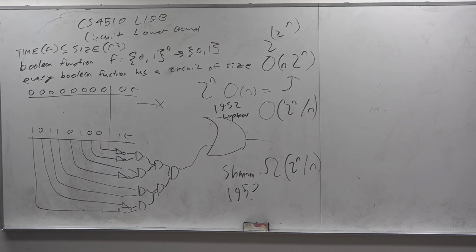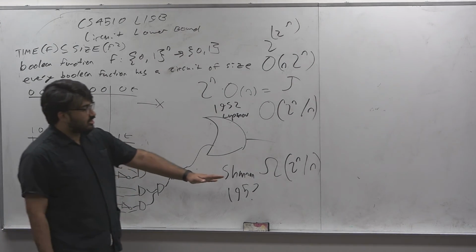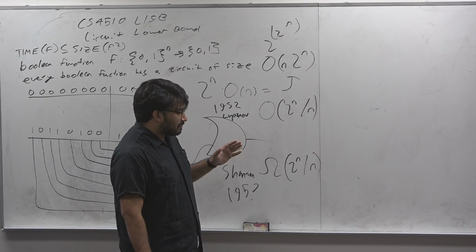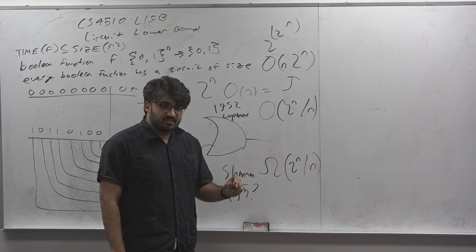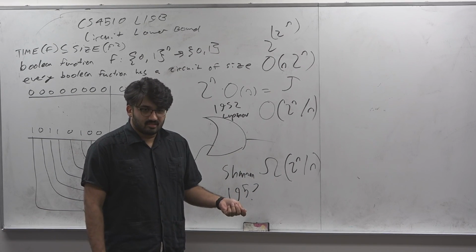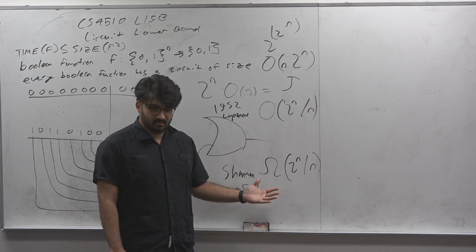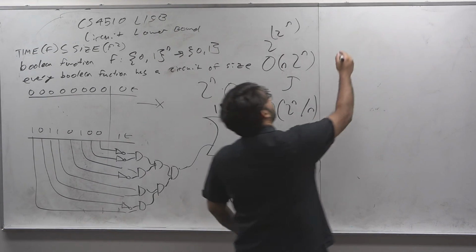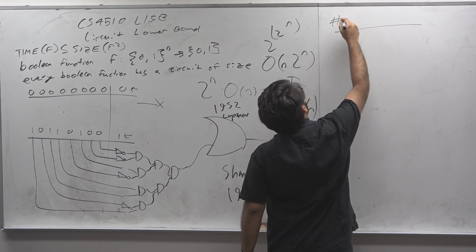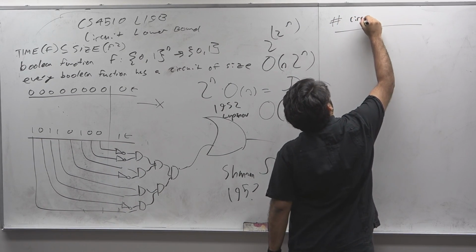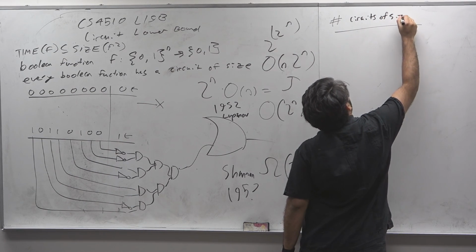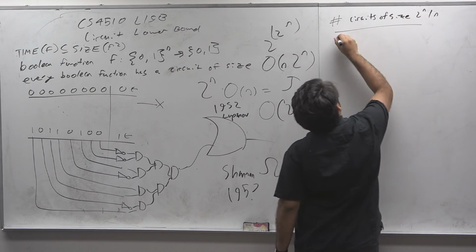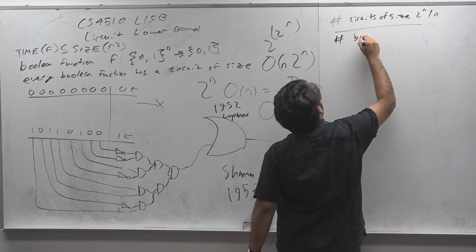Anyway, Shannon's argument is going to be non-constructive, because we don't have explicit functions that we know require large size, but we know that most of them require large size. It's kind of a strange result to interpret. The way we'll do this argument is we will simply compute a ratio of two numbers. We'll take the limit of circuits of size 2 to the n over n, and compute that ratio against the number of Boolean functions.